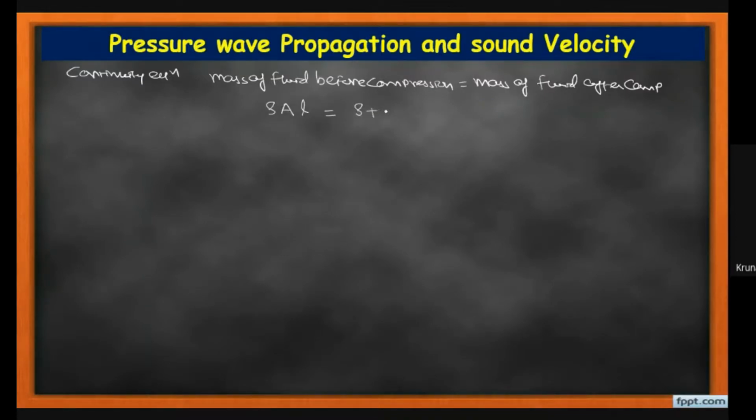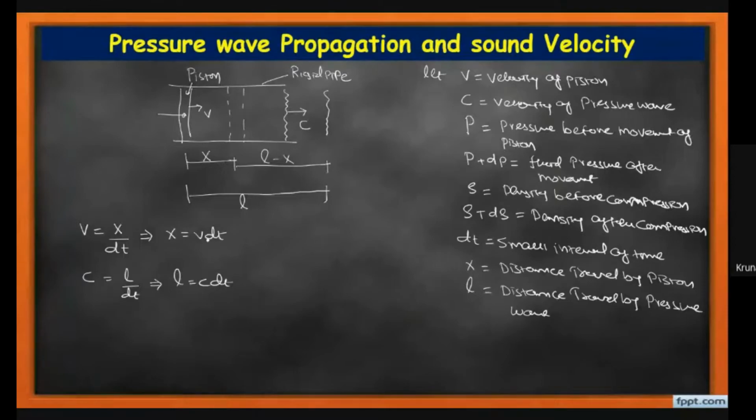After compression, the density is rho plus d rho. The area is constant. The piston travels from 0 to the distance x. So the fluid is taking only the length L minus x. So here we get this expression. Now we do the simplification. So rho A L equals, previously we have x equals v dt and L equals c dt.